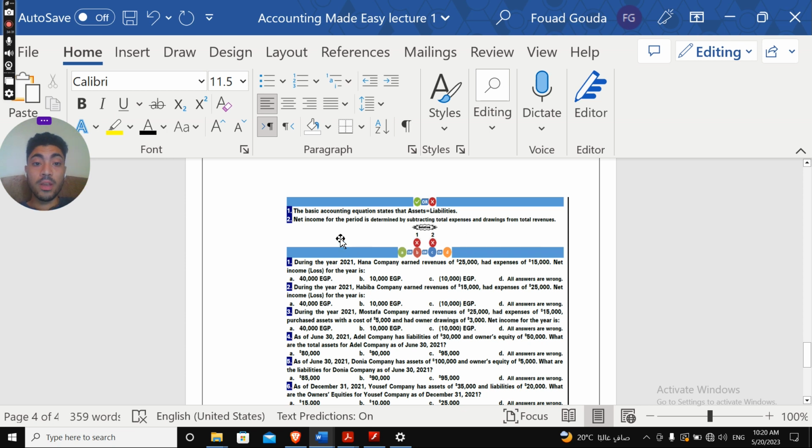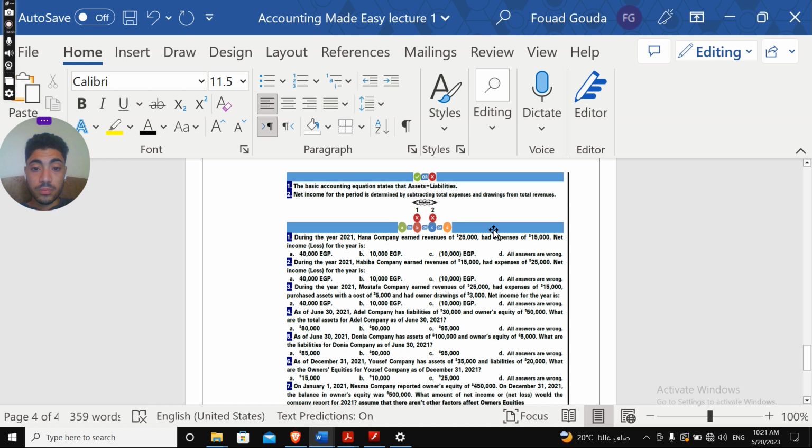Number 2, net income for the period is determined by subtracting total expenses and drawings from total revenue. Okay, let's check how we can determine whether this is net income or net loss. Revenue minus expenses. Okay, it says it's determined by subtracting total expenses and drawings. What's drawings? I just know the expenses. I don't know drawings. So that's wrong.